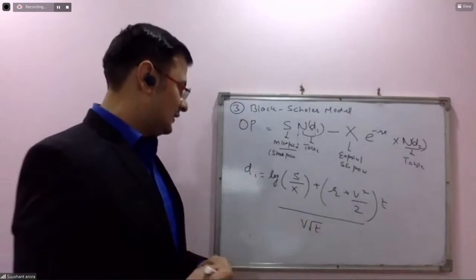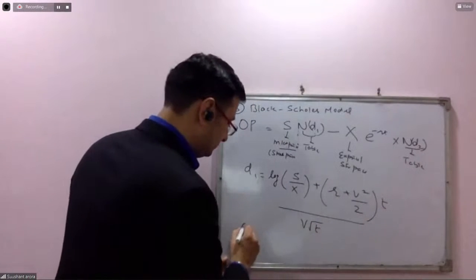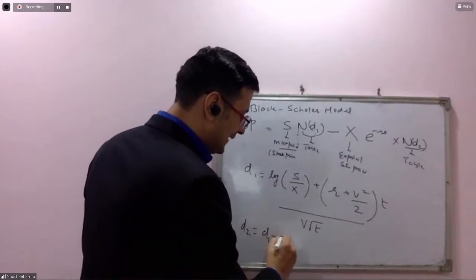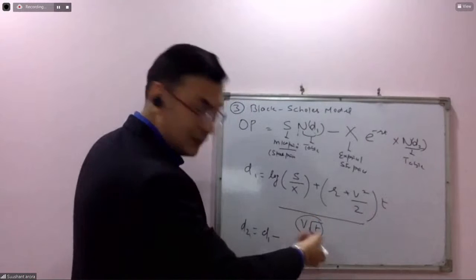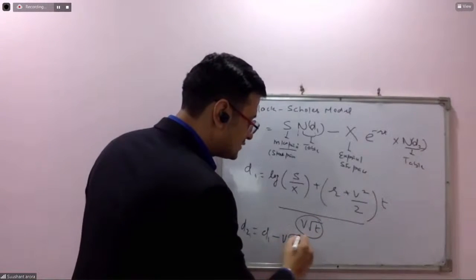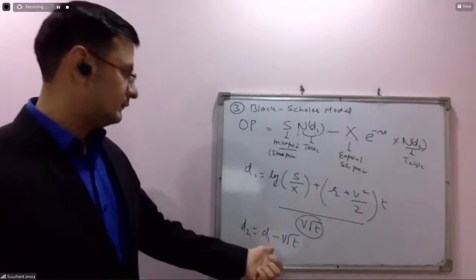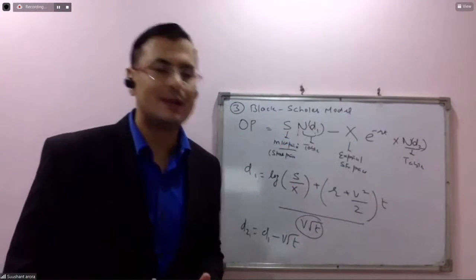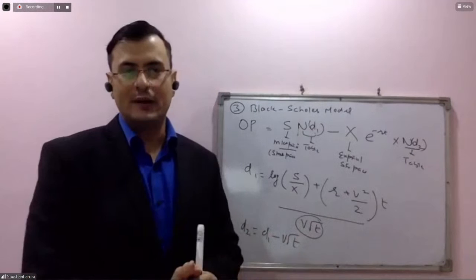D2: if you get D1, D2 becomes simple. It is D1 minus V root of T, with the same numerator and denominator. Clear? Obviously, unless you apply the formula, you will not be able to follow it.